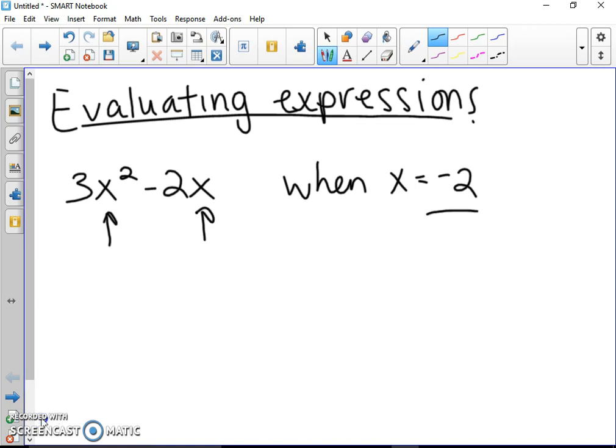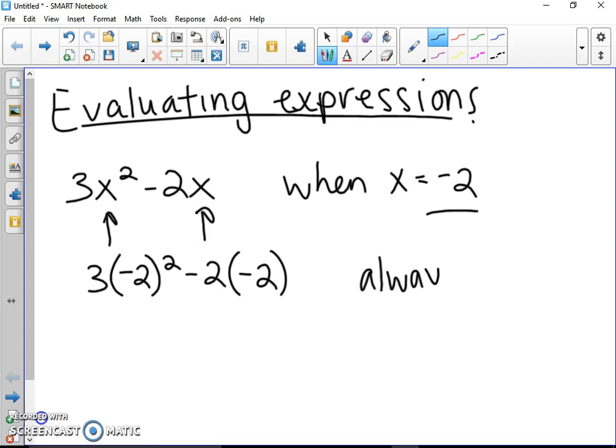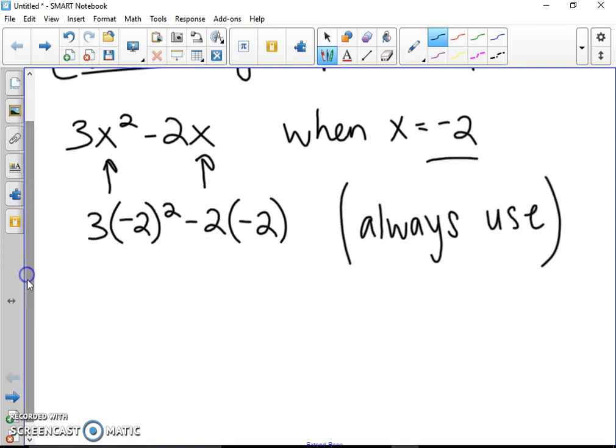So that's what this is going to look like. I've got 3 times (negative 2) squared minus 2 times (negative 2). Notice I always use parentheses. Always use them. Because if we have a negative number, you want to make sure that you're saying I'm plugging in a negative number. If we didn't use parentheses, it might look like 3 minus 2 squared, and then we're going to have something completely different using order of operations.